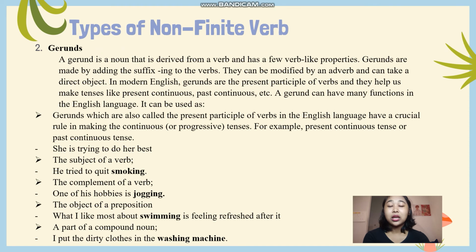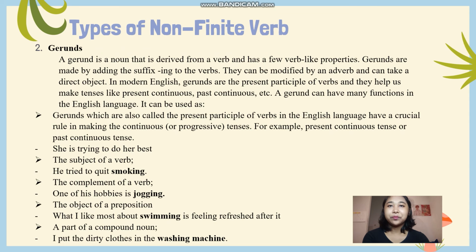Second, the subject of a verb. Example: he tried to be quiet smoking. Third, the complement of a verb. Example: one of his hobbies is jogging. Fourth, the object of a preposition. Example: what I like most about swimming is feeling refreshed after it. Fifth, a part of compound noun. Example: I put the dirty clothes in the washing machine.